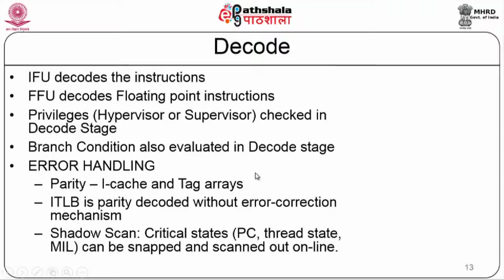The branch condition is also evaluated in the decode stage, and in order to handle errors, you have parity which is given for your iCache and the tag arrays. Parity is checked there. ITLB is parity decoded without error correction mechanism, and you also have a shadow scan support where the critical states, the PC, the thread state and MIL can be snapped and scanned out online.